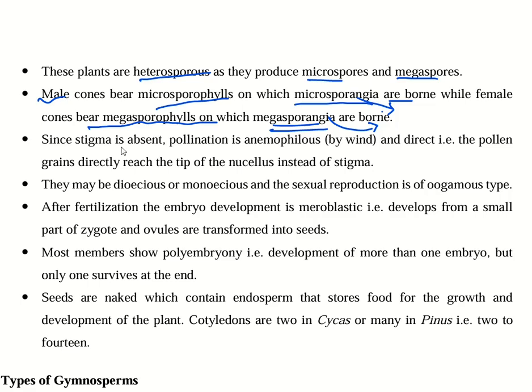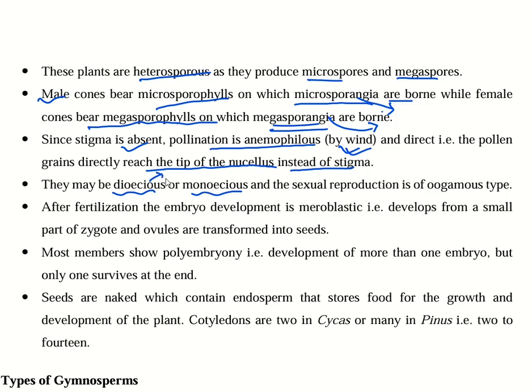And since the stigma is absent, the pollination is anemophilous, as I have already told you above, as it is wind pollinated, and the pollen grains directly reach the tip of the nucellus instead of the stigma. Gymnosperms are both dioecious or monoecious.